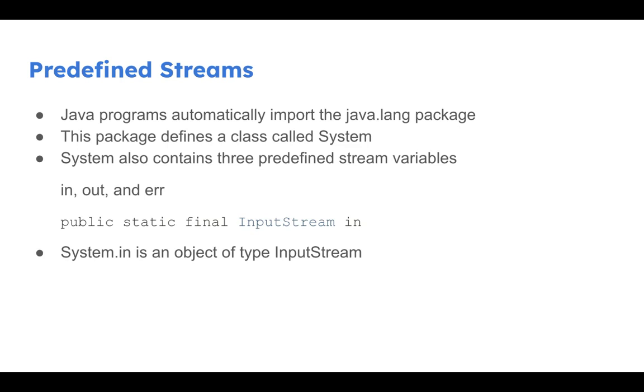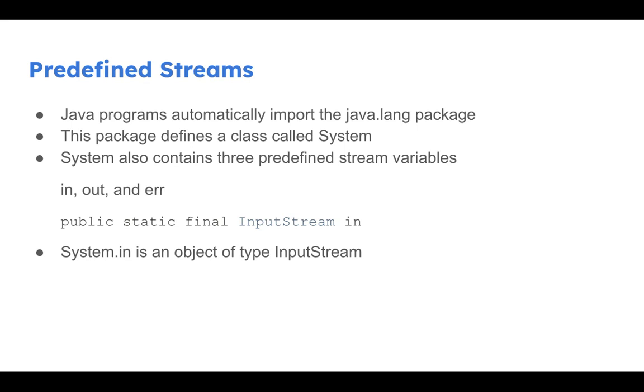So what are they? All the Java programs import the java.lang package, and that java.lang package has a class called System, and in that class there are predefined stream variables named in, out, and err. These variables are defined as public static final, and they are objects of input stream. So without creating an object of the stream class, we still can use those variables.